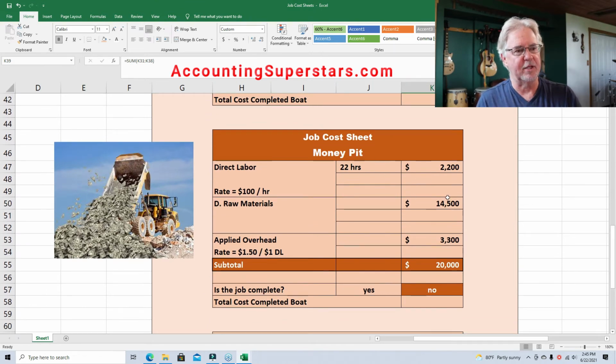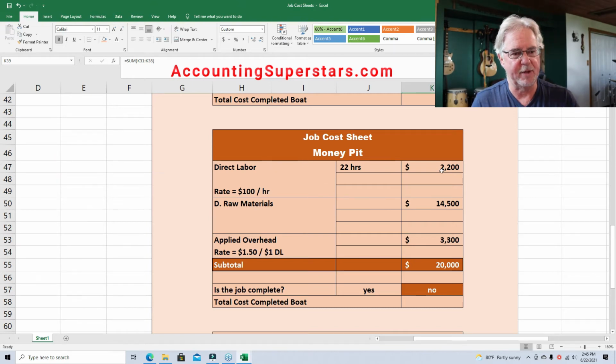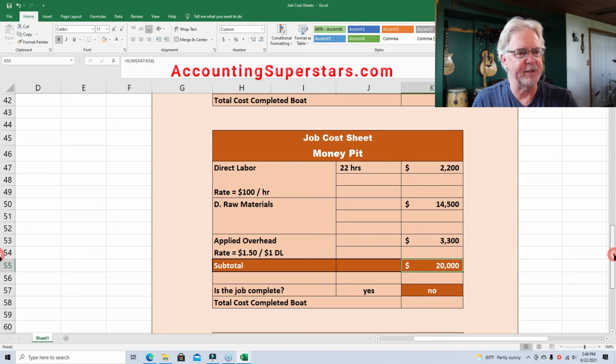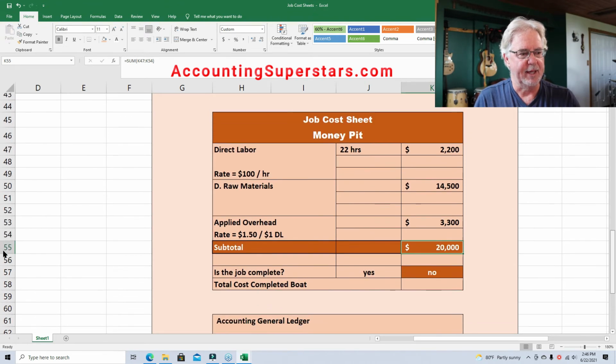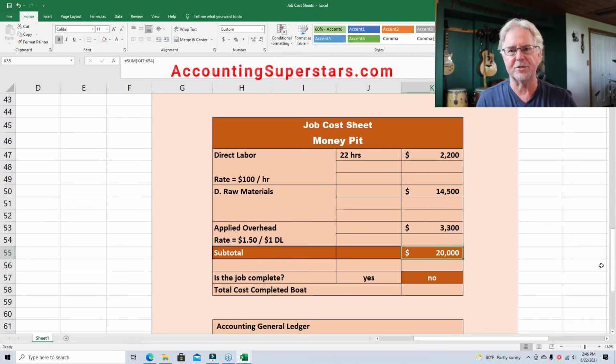Now, the other boat that's in process here is called Money Pit. And it's not as far along as the other boat, but they've used some direct labor, they've used raw materials, and they have applied some overhead. So there you go. So $1.50 for every $1 of direct labor. The total costs for the Money Pit add up to $20,000. And the job is not complete either. Because if it was complete, they'd move it out of work in process and into finished goods. So we only have two boats in process at this point. So one of them is $102,000 grand total, and the other is at $20,000. And of course, to finish out the boats, they're going to have to add more labor, more materials, more overhead.